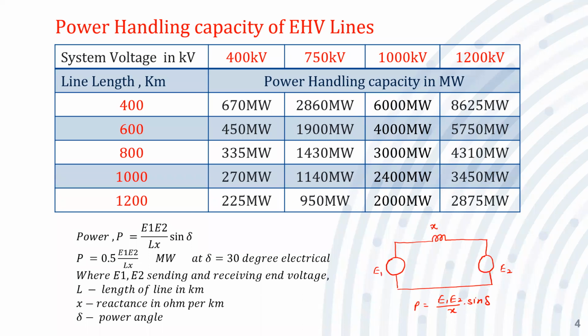Or let X be the reactance per kilometer and L the length of the line in kilometer. Here L is the length of the transmission line in kilometer, whereas X is the reactance in ohm per kilometer, and this is the power angle delta. From this one may write P equals E1 E2 upon L X into sine delta. So what would be the curve?